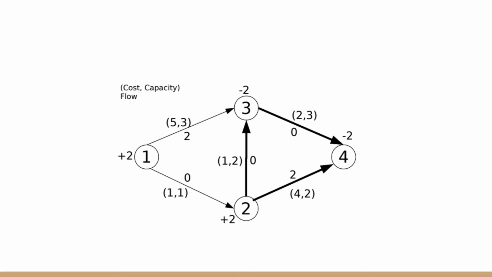So next, we will find the minimum residual capacity of the link in the cycle. Note that the residual capacity from 2 to 3 is 2, 3 to 4 is 3, and 2 to 4 is also 2. So the minimum capacity will be 2.